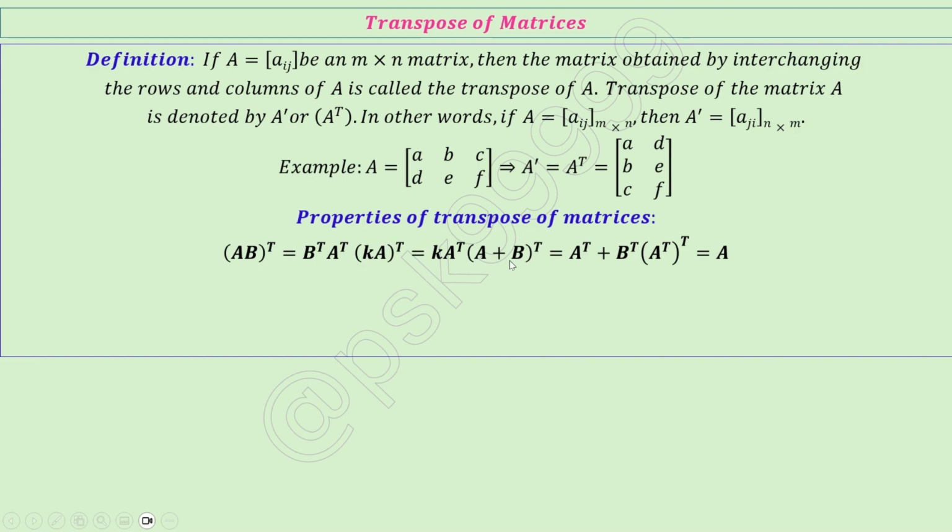Third property is (A plus B) whole transpose equal to A transpose plus B transpose. This is the third property. Okay. And then (A transpose) whole transpose, you will get the original matrix back, which is A. Somehow it all got jangled into one line. So these are the four important properties of transpose of matrices.